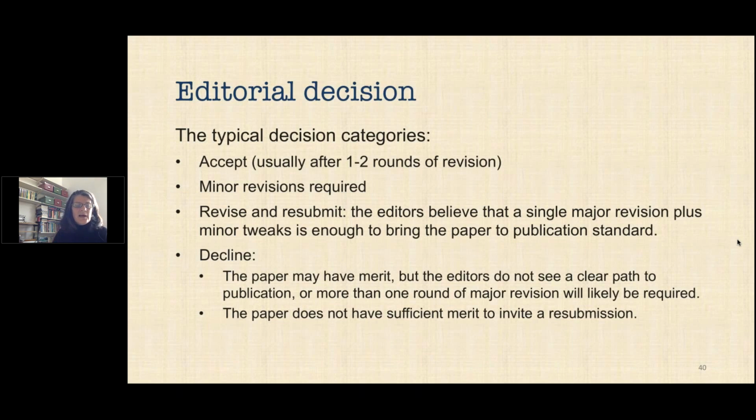The other reason for a decline decision is simply that the paper doesn't have sufficient merit to invite a resubmission.